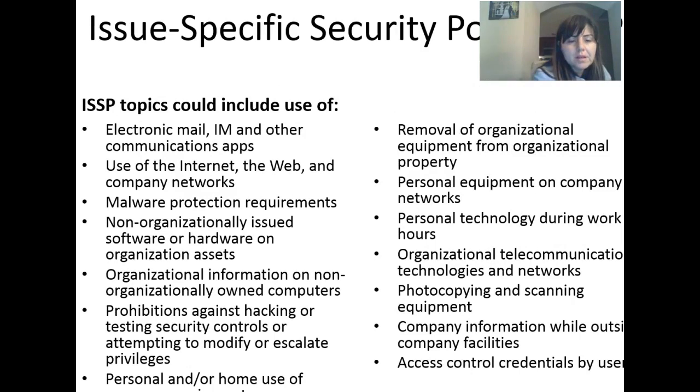Some of the areas where an ISSP could be used, remember the list is just an example, it's not comprehensive: electronic mail, instant messaging, use of the internet and the web, malware protection requirements, non-organizational issues, organizational information on non-organizationally owned computers, removal of organizational equipment, personal technology during work hours, company information from outside the company facility, and access control credentials by users. So all of these are areas that could be included in an ISSP.